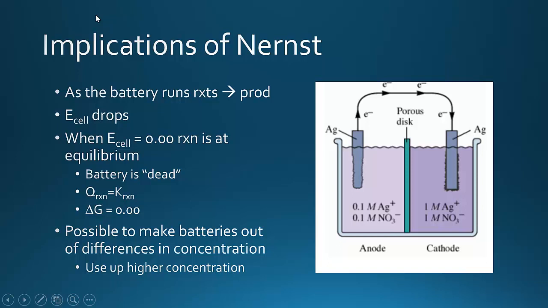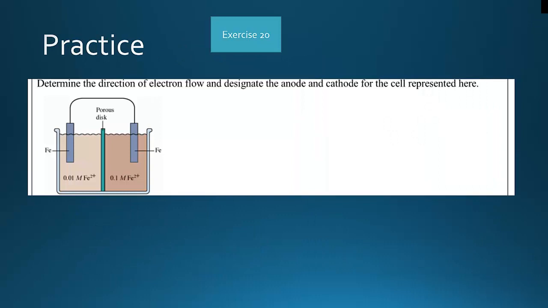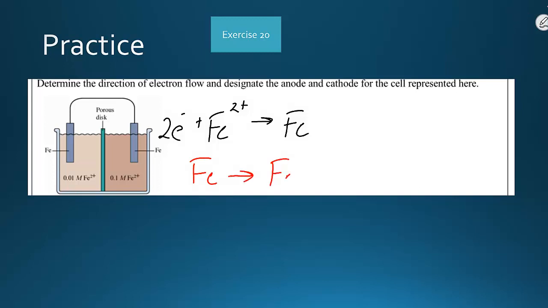Since the ratio of products to reactants, a concentration, can change, it is possible to make batteries out of different concentrations, where the higher concentration is what's getting used up until the concentrations of both reach equilibrium. So if we have a voltaic cell made out of 0.1 molar and 0.01 molar ferrous ions, we can determine which is the cathode and the anode. In one of the half cells, the iron is going to be reduced into solid iron. And in the other, solid iron will oxidize into ferrous ions.